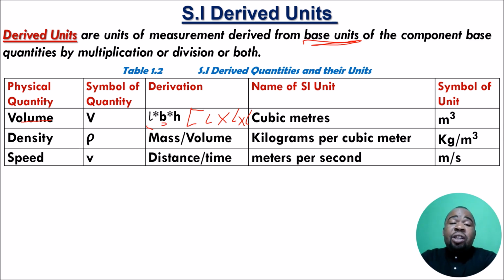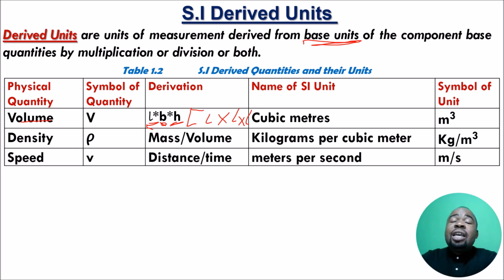Width, the B over there, is also the distance between 2 points. From this point to that point, that's the width. Just that we are going in another plane. Then height is the distance also between 2 points, but in the vertical plane. So this is length, B is length, height is length.